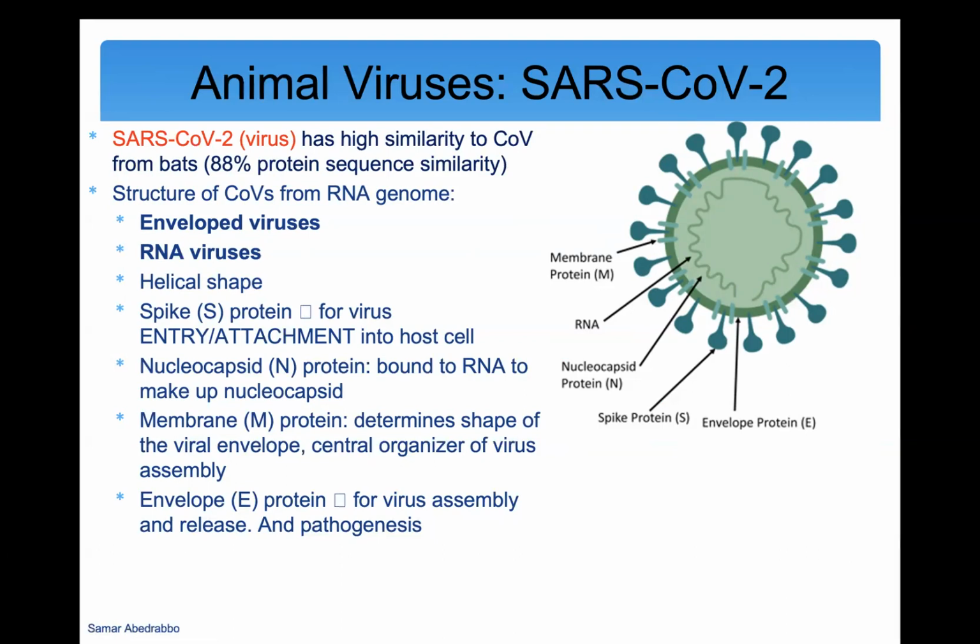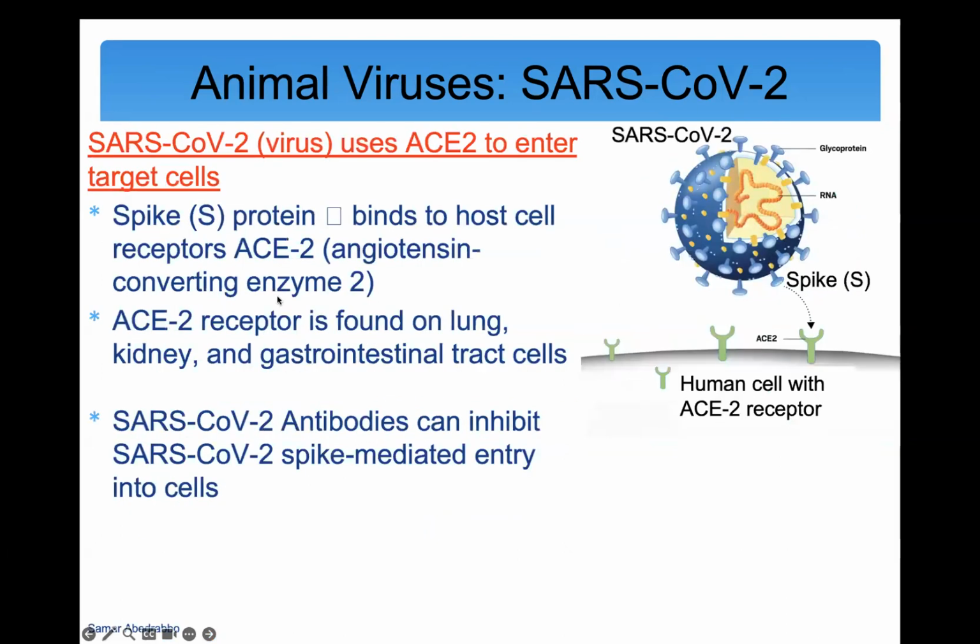It's an enveloped virus. It has spike proteins, and spike proteins help the virus attach to our cells. And it has a capsid, it has a membrane, it has an envelope. So that is the structure of coronaviruses. When we think about how it enters our cells, it uses its spike proteins to enter our cells. The spike proteins bind to specific receptors on our cells. One type of receptor that they can bind to is called the ACE2 receptor.